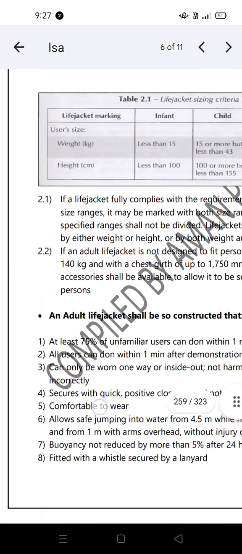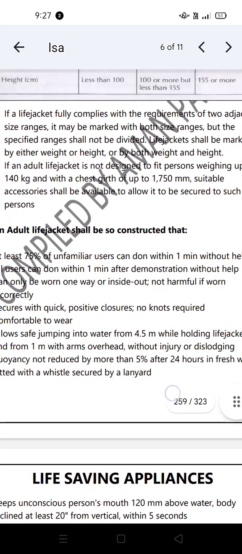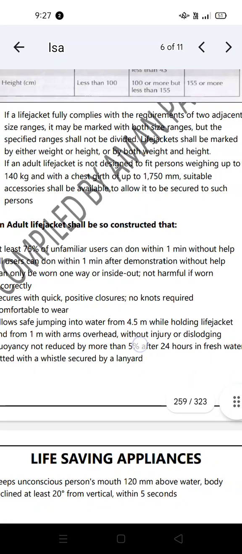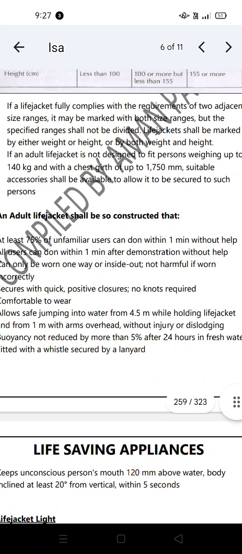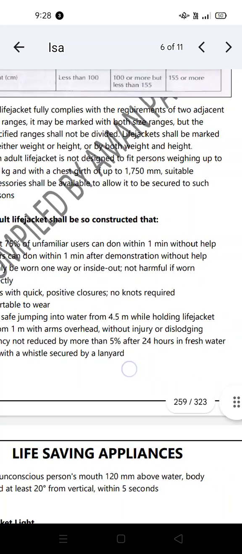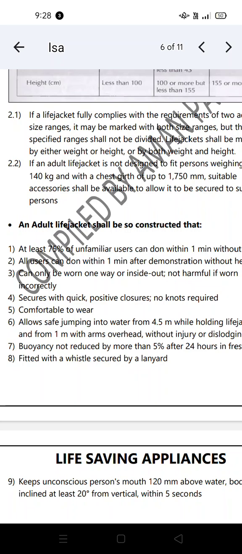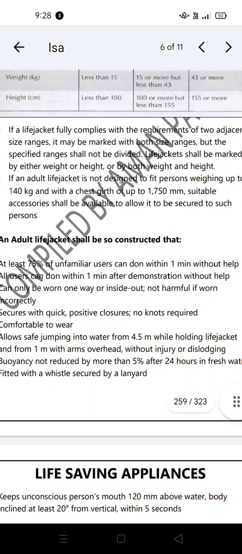And what I have missed is that a life jacket shall comply with the requirement of two adjacent size ranges and may be marked with both size ranges. The life jacket shall be marked by either weight or height, or by both weight and height. If an adult life jacket is not designed to fit persons weighing up to 140 kg and with a chest girth of up to 1750 mm, suitable accessory should be available to allow it.